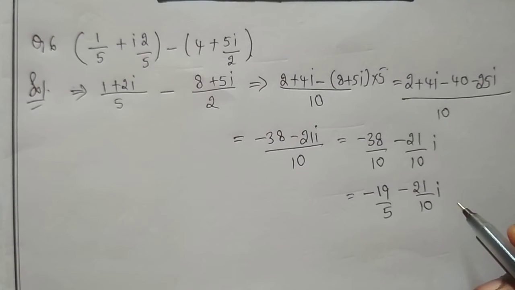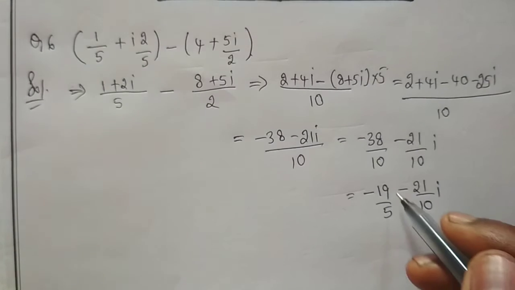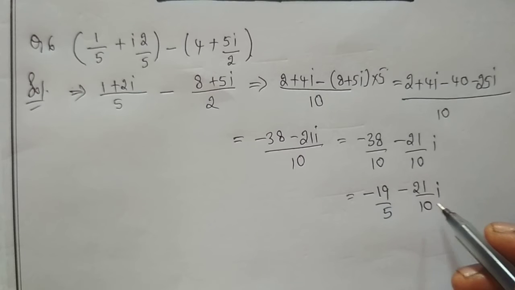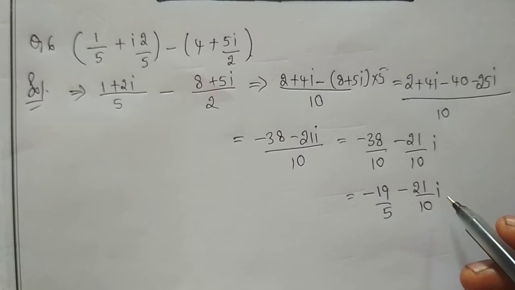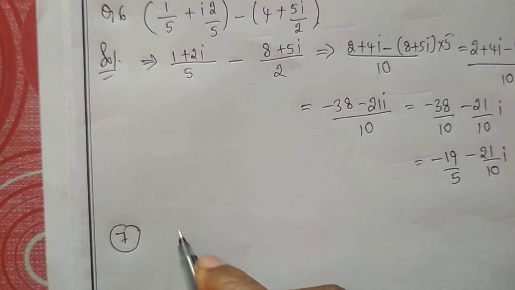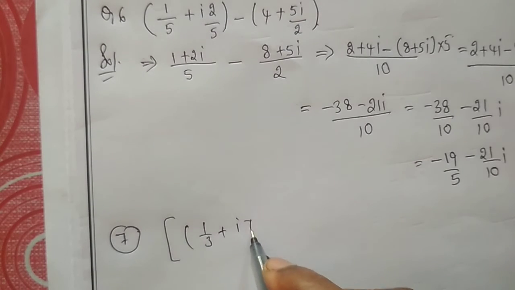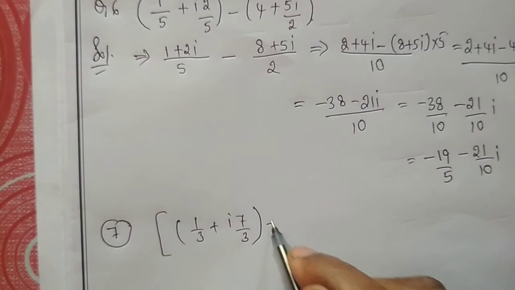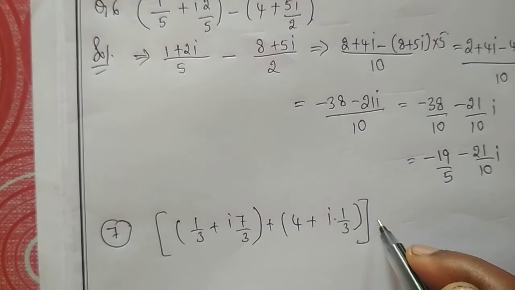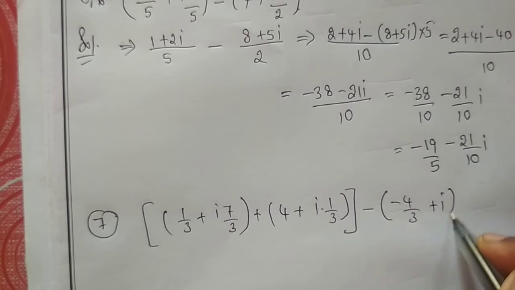Minus 19 by 5 minus 21 by 10i is the standard form of complex number a plus ib. Here the real value is minus 19 by 5, imaginary value is minus 21 by 10i. So the next question, 7th one, is 1 by 3 plus i into 7 by 3 plus 4 plus i into 1 by 3 minus of minus 4 by 3 plus i.